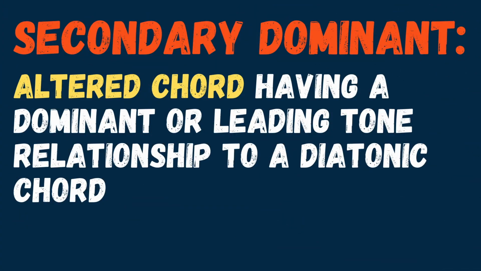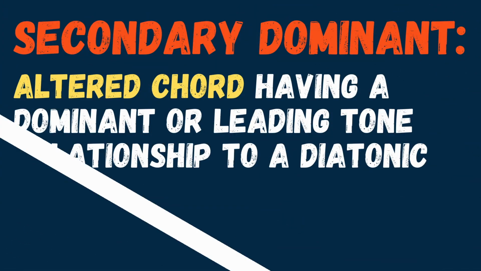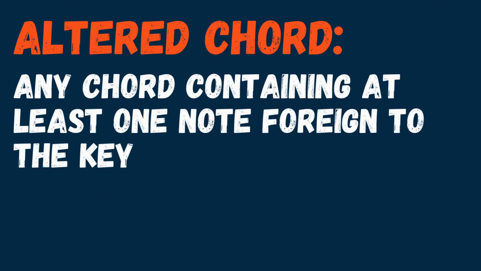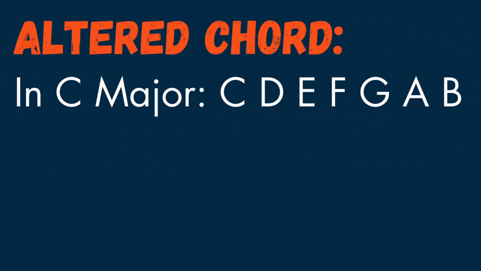The first piece of information we have is that it is an altered chord. So what is an altered chord? An altered chord is any chord containing at least one note that is foreign to the key. As an example, in C major, there are no sharps or flats. C major is just C, D, E, F, G, A, and B.